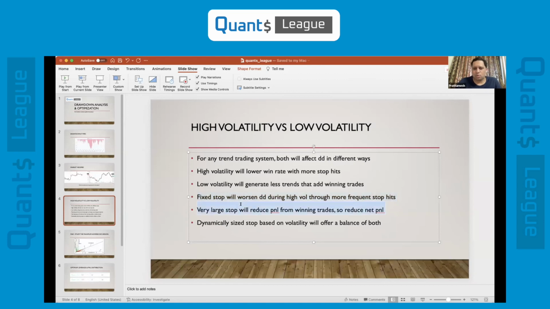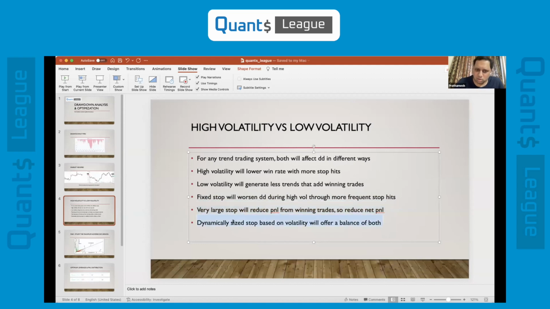Now, if you keep your stop loss too large, it still affects your drawdown for a simple reason: your winners become much smaller. So your total P&L itself decreases from the big winners, and each loss takes away much more of it than when your stops are small.